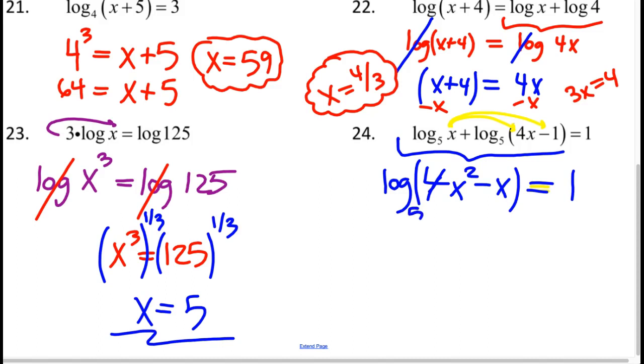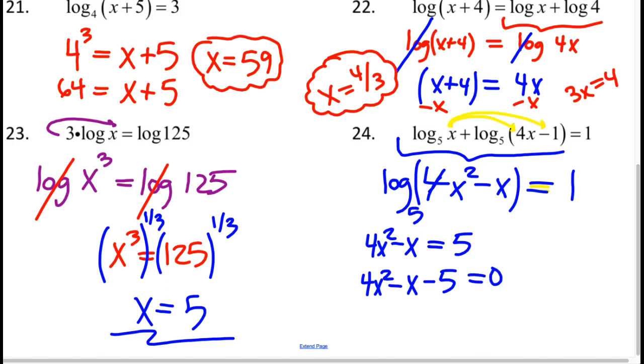What's the base? 5. Okay, now we have log equal number. Rewrite it as an exponent. So that's going to be 4x squared minus x equals 5 to the first power, which is just 5. Subtract 5 to the other side. I get 4x squared minus x minus 5 equals 0.